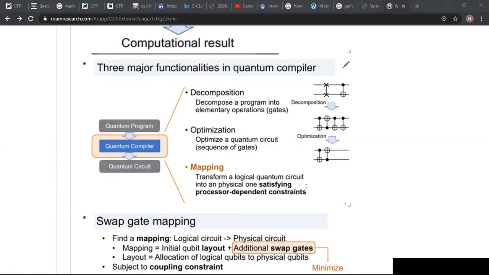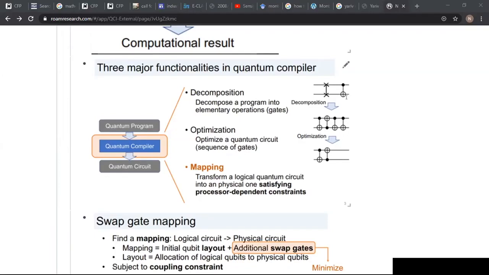Then you have the optimization. This is nothing but optimizing the quantum circuit, the sequence of gates. Suppose I have two X gates back to back on a qubit, that won't make an effect. And if I have two Hadamard gates, that won't affect the state of the qubit either. So you can get rid of them.